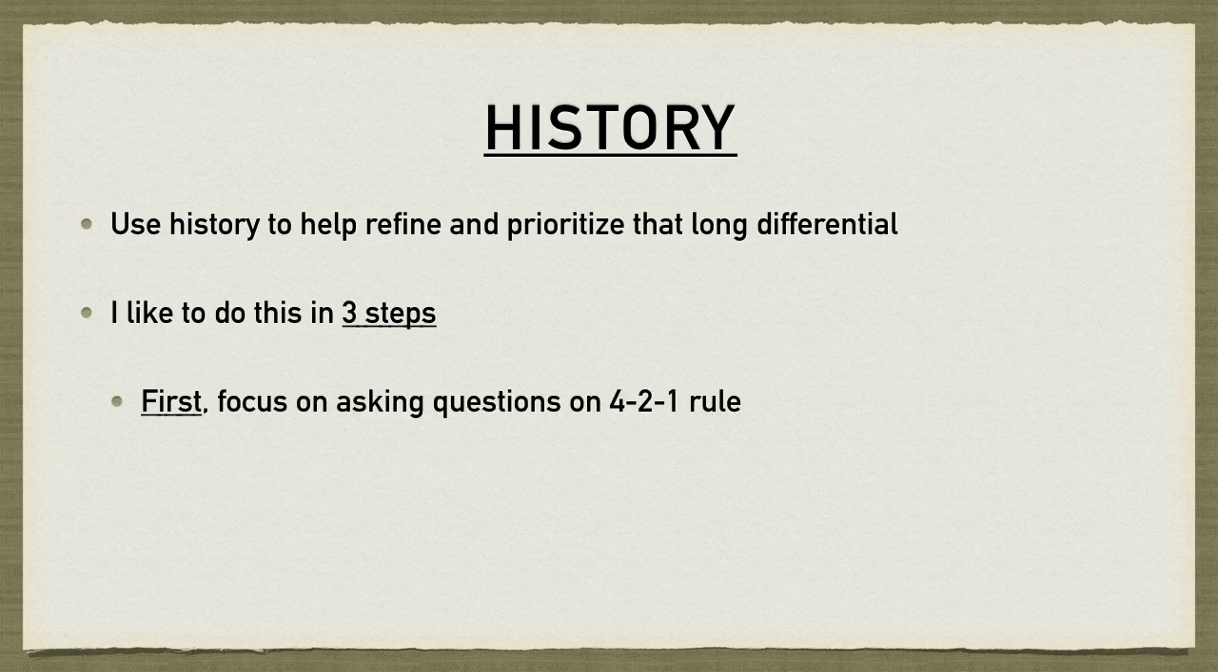First, focus on the 4-2-1 rule. That way you consider all of those emergencies that we talked about. So ask more questions about each one of those emergencies. For example, acute coronary syndrome. Are they having pain with exertion that improves with rest? Do they have risk factors such as smoking, diabetes, hypertension? Are they compliant with their medications? Do they have a history of acute coronary syndrome? Do they have a history of coronary stents being in place?